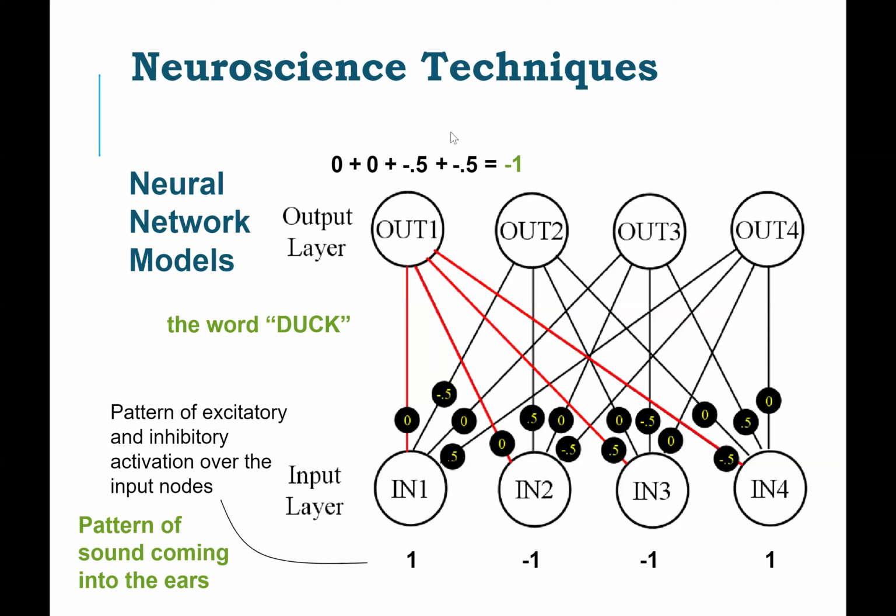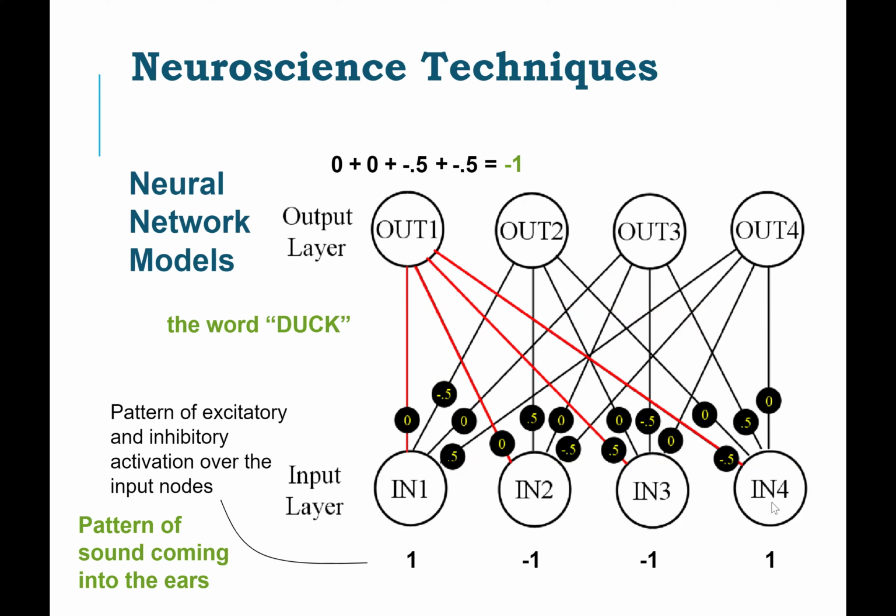Let's work this for output 1. Output 1 gets 4 inputs. This is 0, so no impact. This is 0, no impact. Input 3 is 0.5. It's the connection weight times the state, so it becomes negative 0.5.